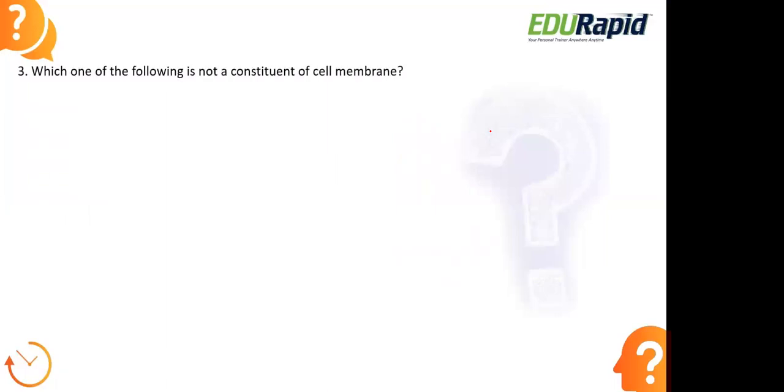Which one of the following is not a constituent of cell membrane? Cholesterol, glycolipids, proline, phospholipids.